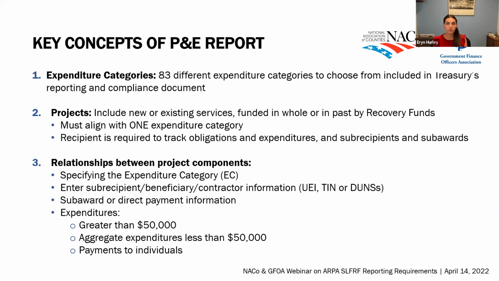So when we're talking about the project and expenditure report, what are some of the key concepts? So first is the expenditure categories. You may remember that Treasury provided an update to their compliance and reporting requirements just a couple months ago. So now there are actually 83 different expenditure categories to choose from, which of course, as you are filling out your project overview, you have to align your project with an eligible category.